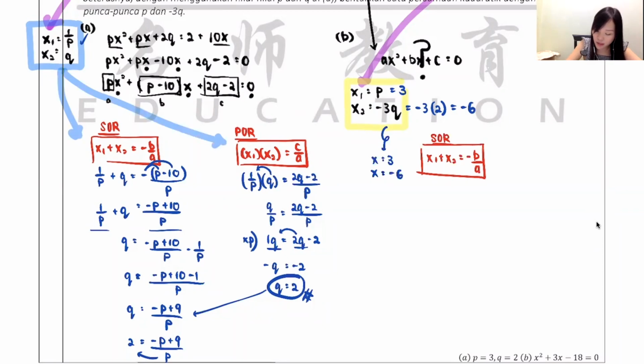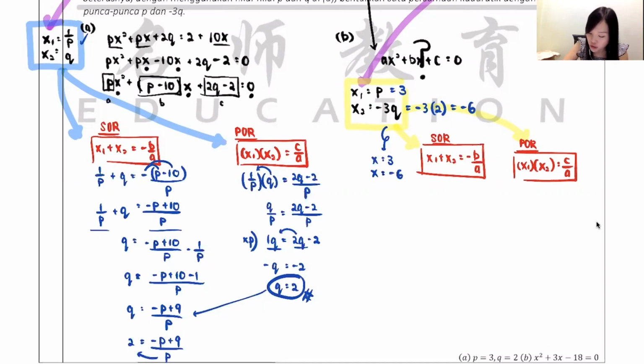Now this one is for the yellow color one. So there are two different roots. Of course, their SOR, POR will be different. So we're going to do it again, okay? SOR, POR. SOR is plus, equivalent to negative B over A. POR is times, equals to C over A.